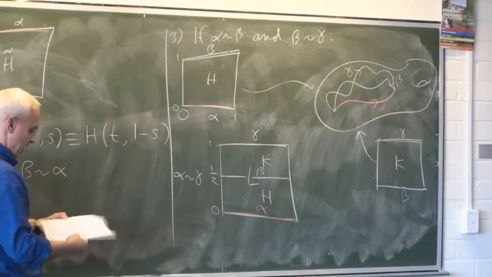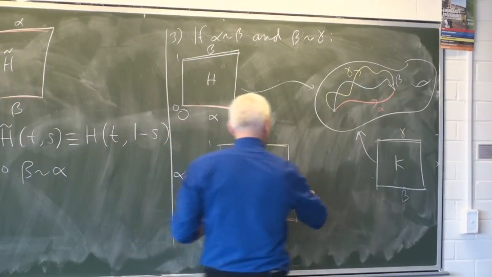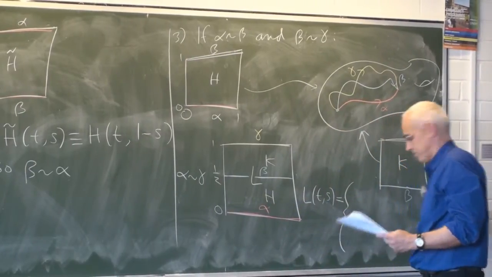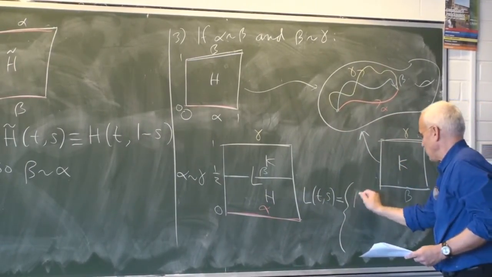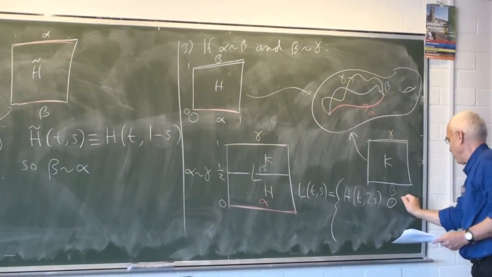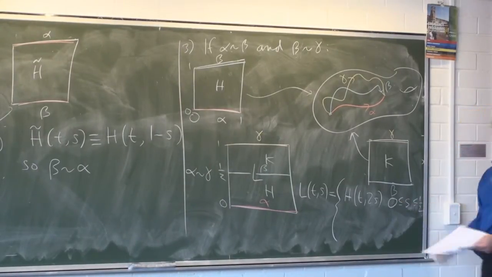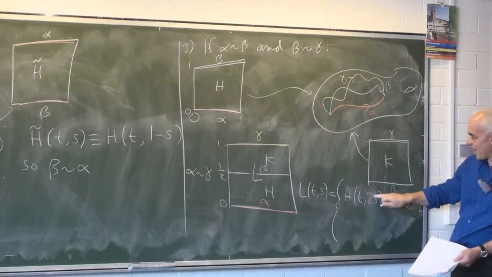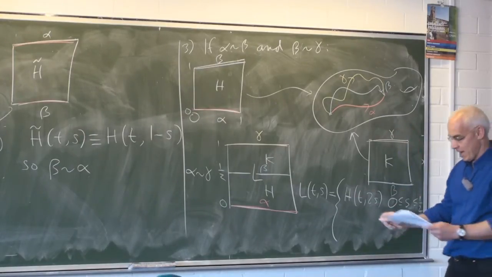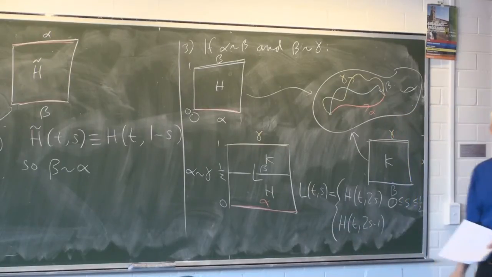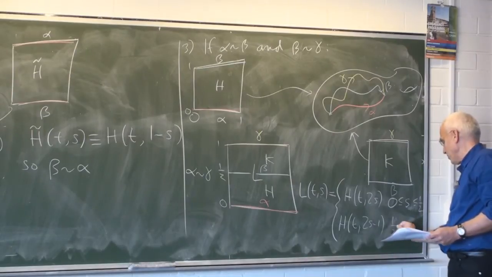Okay, and how do we write that in terms of a formula? So here's the formula. We say that L of t and s equals two possibilities. H of t, 2s for s between 0 and a half. That's effectively squishing H down. So as s goes from 0 to a half, this goes through the whole range of H. And the other one, it will be K of t and 2s minus 1 for s in the other range between a half and 1.